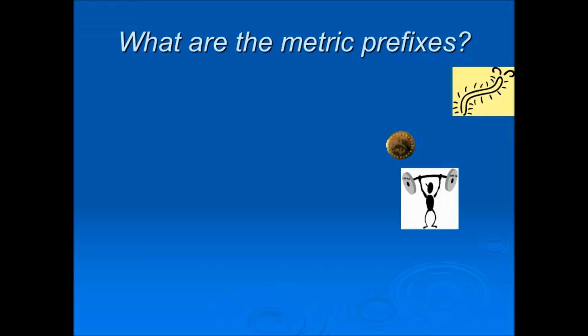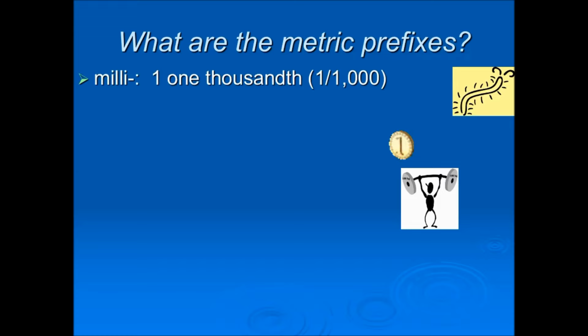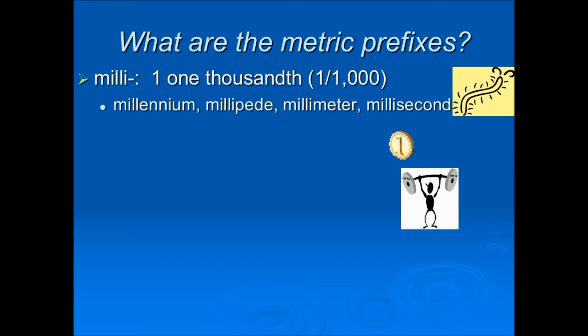There's a whole bunch of metric prefixes we need to talk about. One is milli, which means 1,000th or 0.001. Common words with this prefix are millennium, millipede, millimeter, or millisecond. A millisecond is 1,000th of a second. A millennium is 1,000 years. So this prefix usually deals with the number 1,000 in some way.